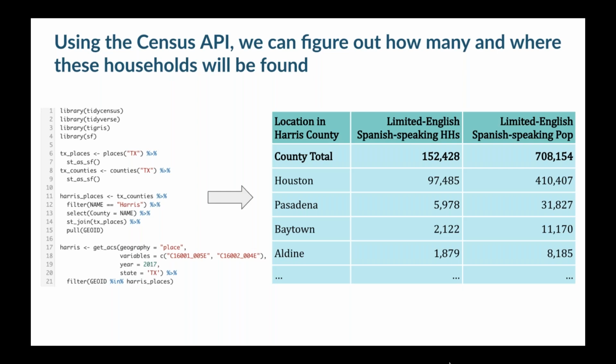With 20 lines of code, we can generate a table that looks like this and find that there's about 150,000 limited English Spanish-speaking households in Harris County. And the majority of those are in Houston, but there are also sizable populations outside of that.